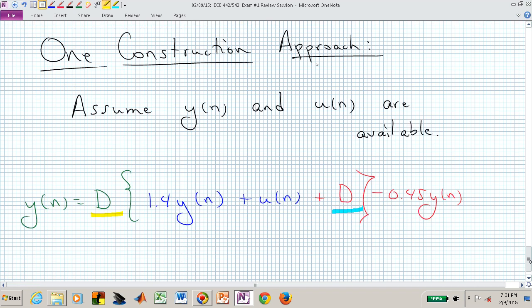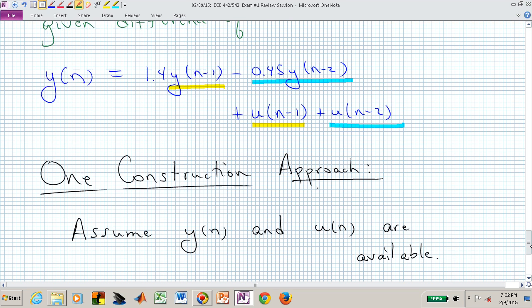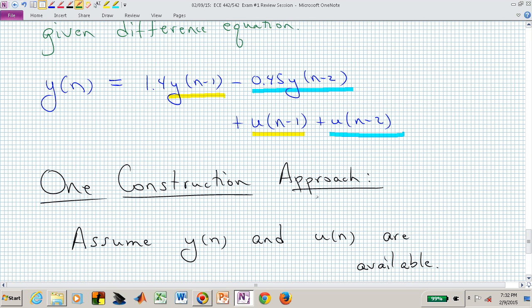And I need to delay the input. Is that clear? This red input u delayed once through the D, red D, twice through the green D. And that now, this right-hand side is the same expression as what I started with. Yes?